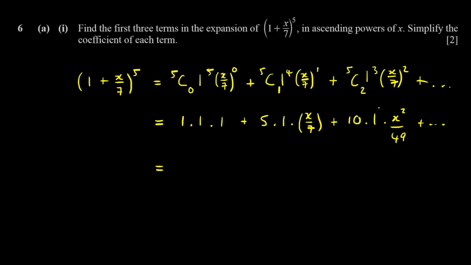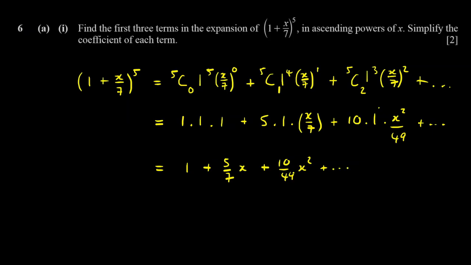Well, let's just tidy this up. 1 times 1 times 1 is 1, plus 5 upon 7 x, plus 10 upon 49 x squared, plus dot, dot, dot.